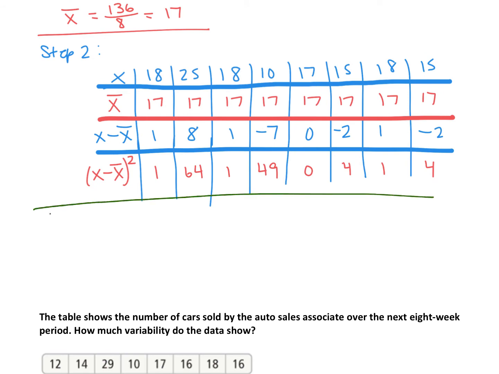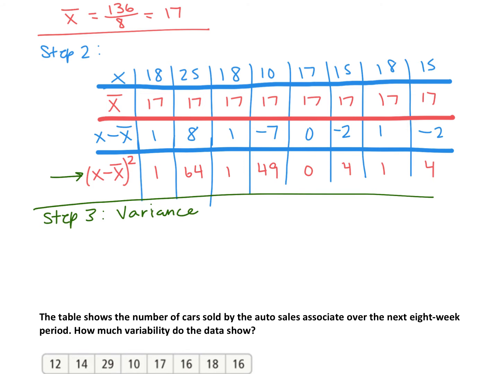All right, so step 3. So step 2 is just kind of filling that in. Our goal was to get to squaring the difference between the data point and the mean. Step 3 is find the variance.